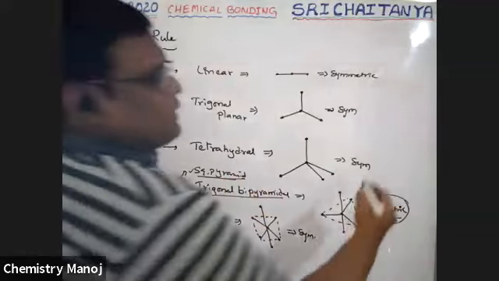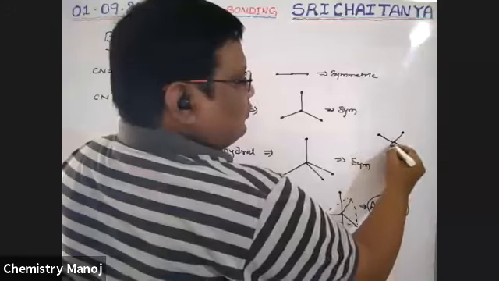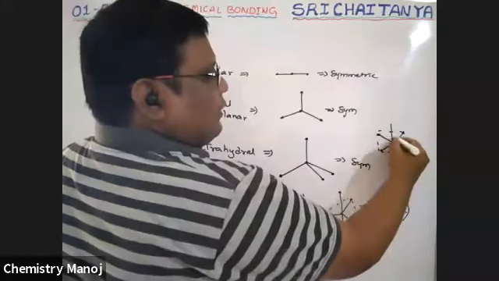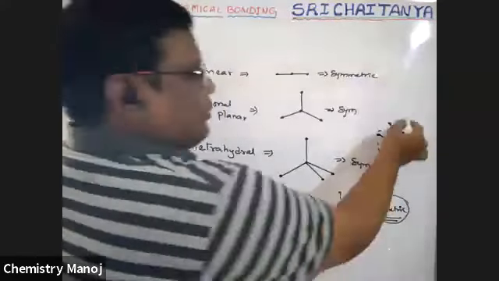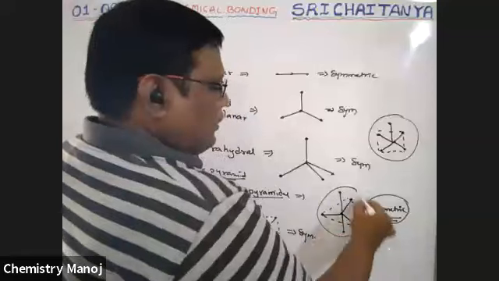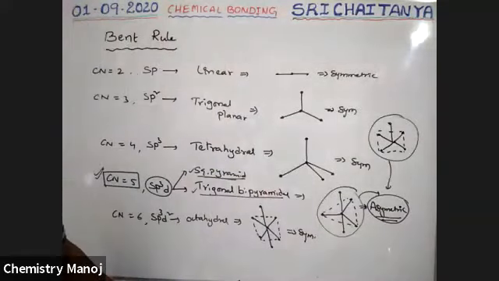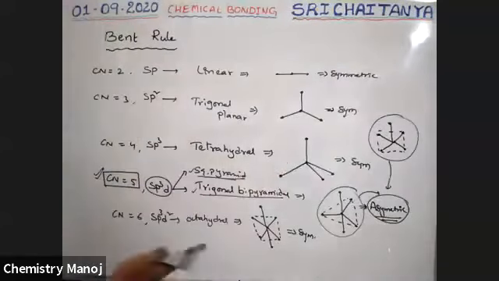Square pyramid is like this. It is a square, boys, with one pyramid on top. That is a square pyramid structure. So this square pyramid and this trigonal bipyramid both are asymmetric conditions. In case of an asymmetric situation, the bend rule is applicable, that means in the sp3d case. Okay. So now our concept is in the sp3d case.